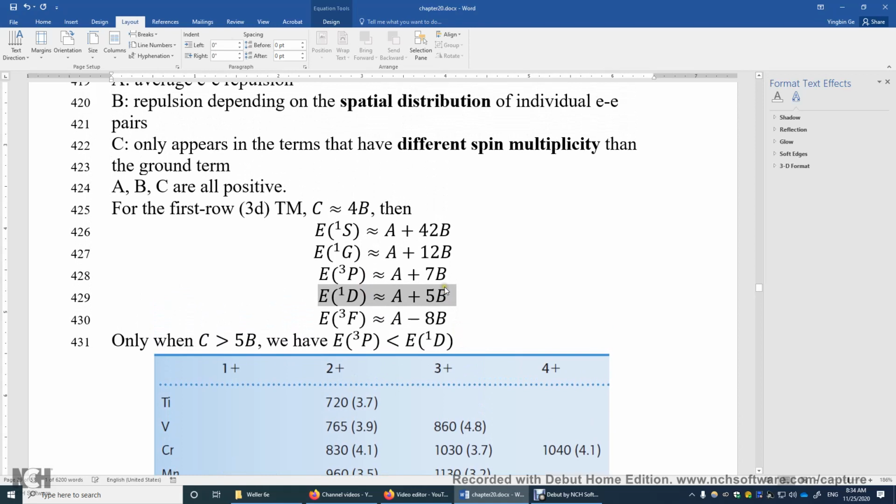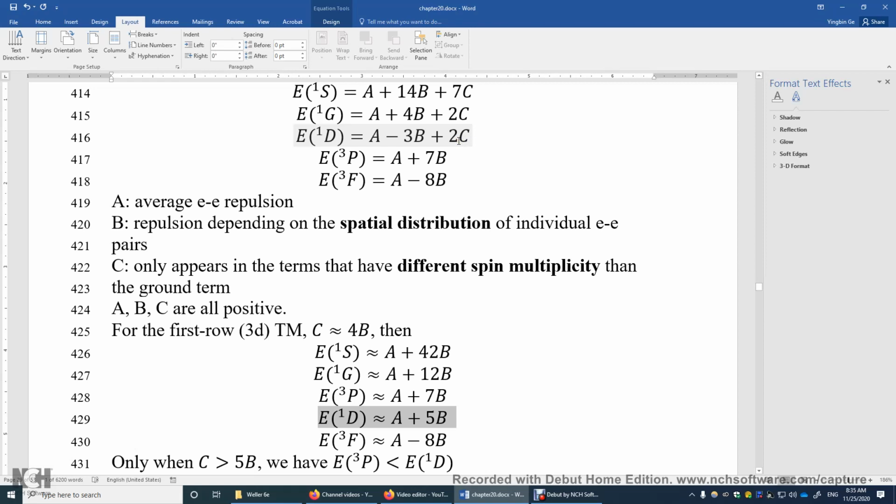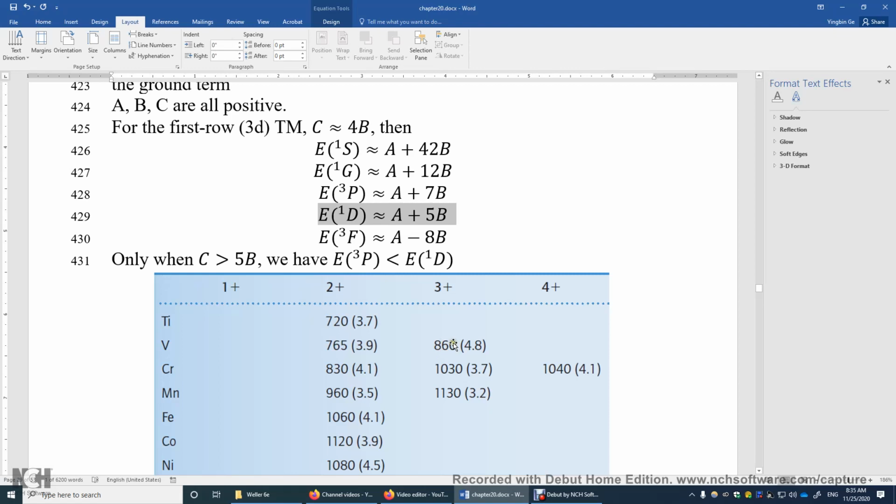4.8 times 2, that's 9.6. 9.6 minus 3, that's 6.6. So this 1D has A plus 6.6B energy. 3P, A plus 7B energy. They differ by only 0.4B. And this B is not very big, so 0.4B gives you roughly 400 wave numbers. And 400 wave numbers correspond to 400 times 12 joule per mole. So that's 4.8 kilojoule per mole. 4.8 kilojoule per mole is a very small energy difference, right?